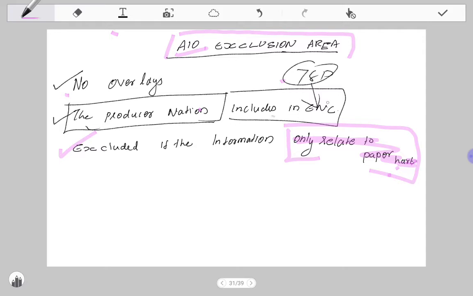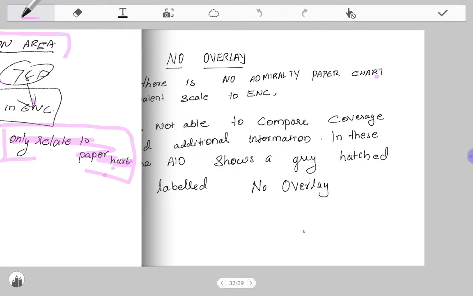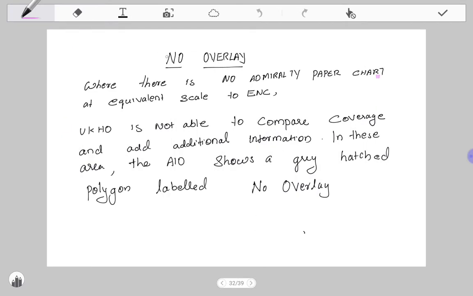The producer nation includes the TNP in the ENC, and excludes it if the information is only related to the paper chart, not related to the ENC. So these two things are simple, but the no overlay areas I will explain in the next slide. So what are no overlay areas?